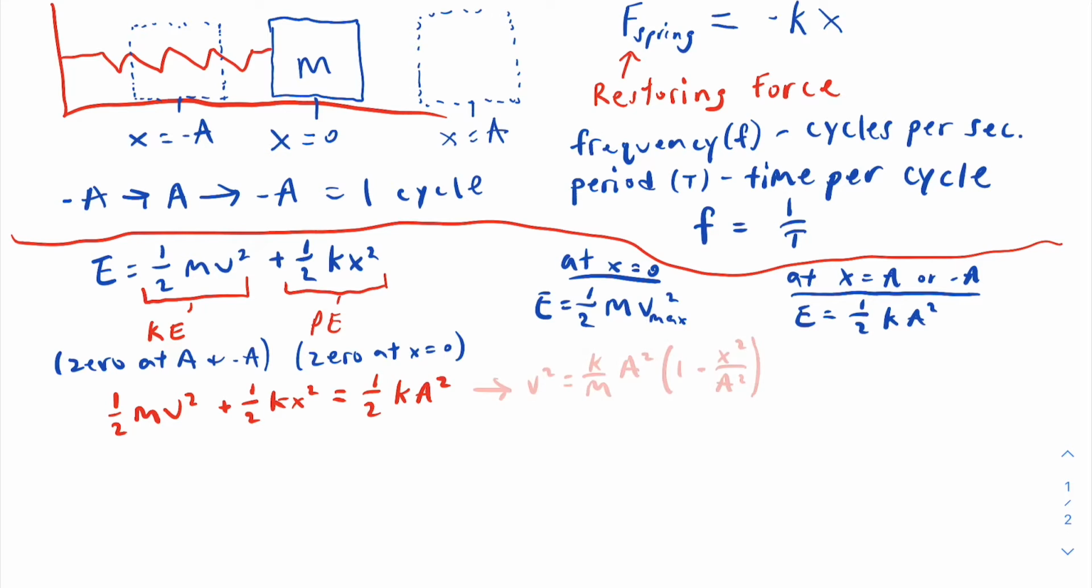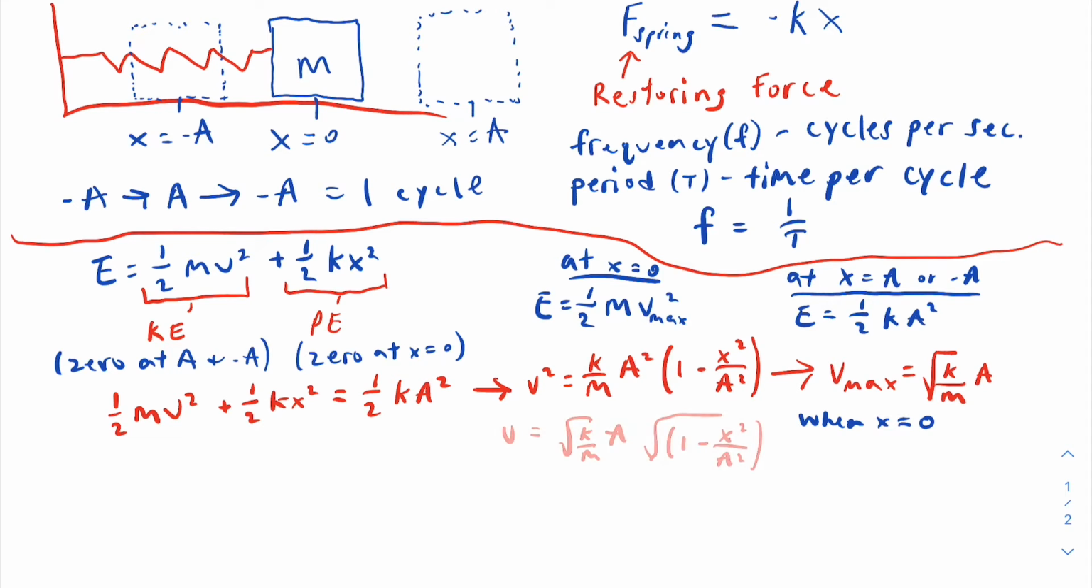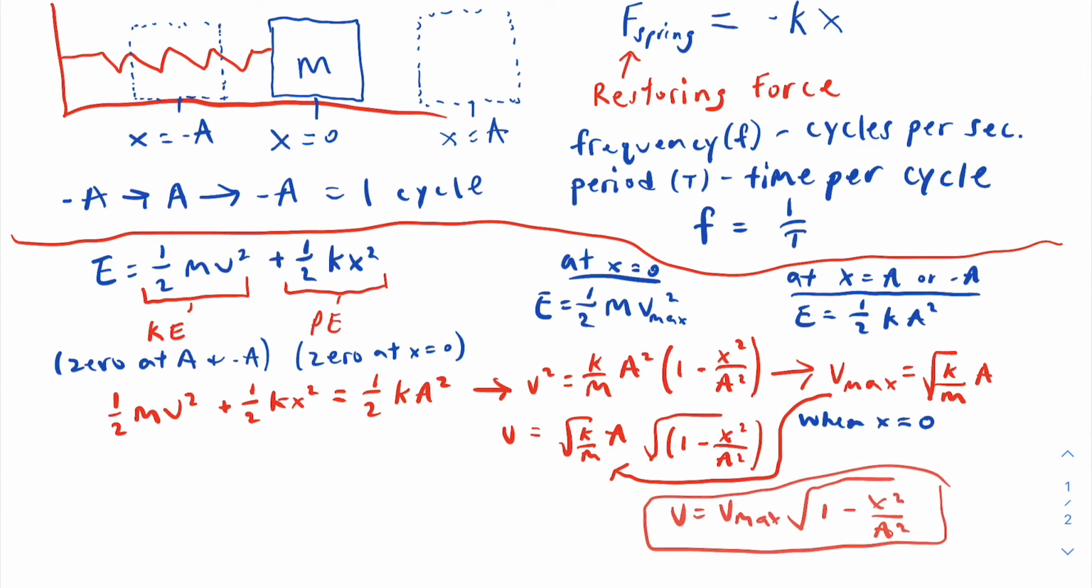Simplifying the equation to get v squared and then plugging in x equals 0, we can find that the maximum velocity is equal to the square root of the spring constant divided by the mass multiplied by the amplitude. Simplifying the velocity squared equation, we can see that the velocity is equal to the maximum velocity multiplied by the square root of another term. This allows us to say that the velocity of the mass at any point in its motion is equal to its maximum velocity multiplied by the square root of 1 minus the displacement squared divided by the amplitude squared.